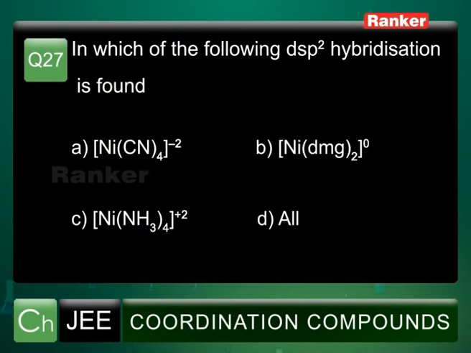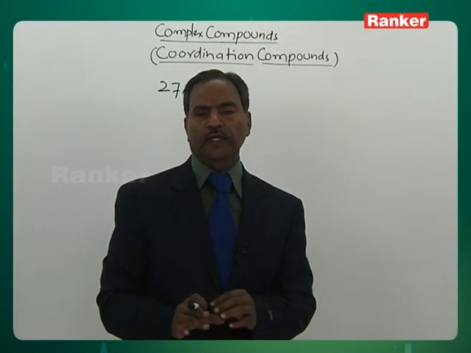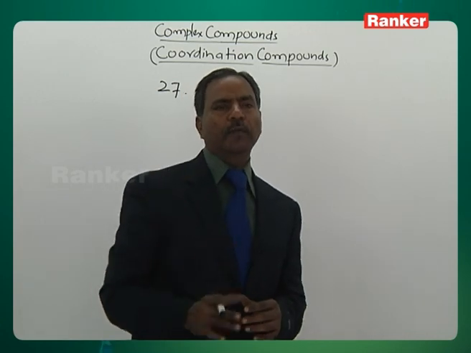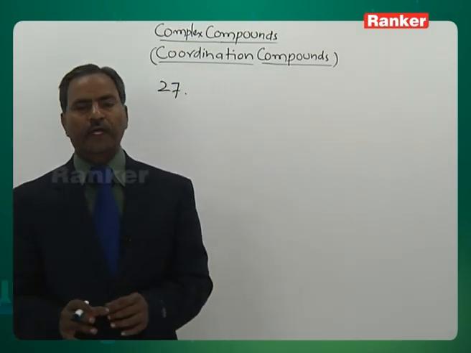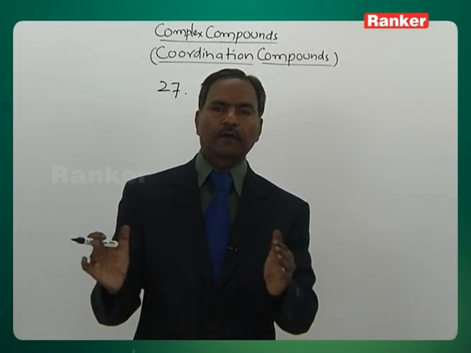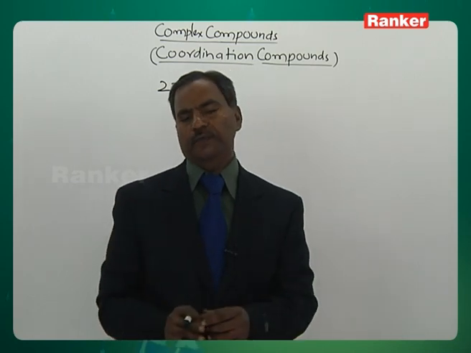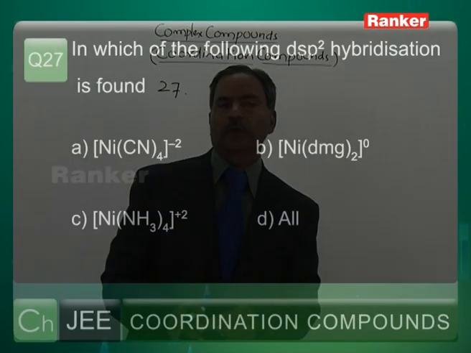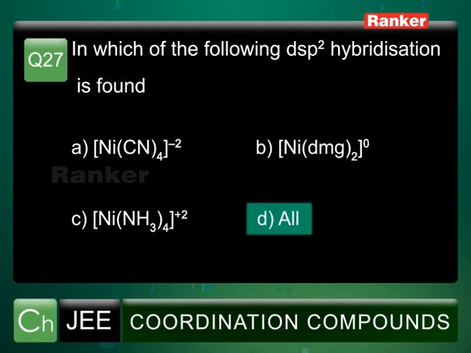Coming to B, nickel DMG twice. No charge is given. DMG is actually bidentate. It is also square planar, then it is dsp2. Nickel tetramine plus 2: nickel plus 2, amine is strong field, electrons are getting paired. Then this is also dsp2 hybridization. So for question number 27, all of the above is the answer. Answer is D.